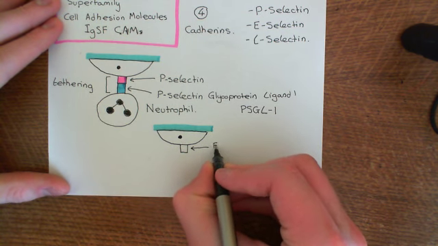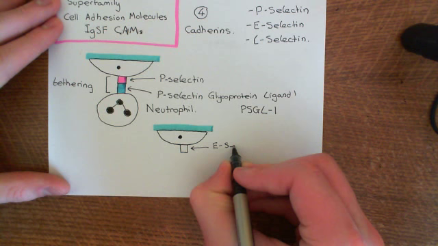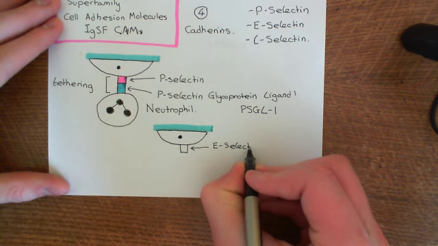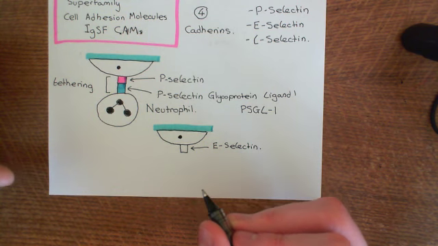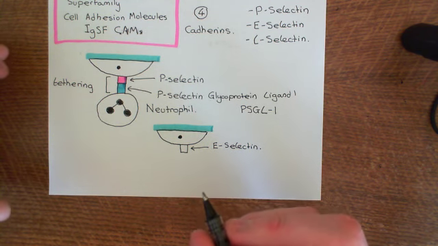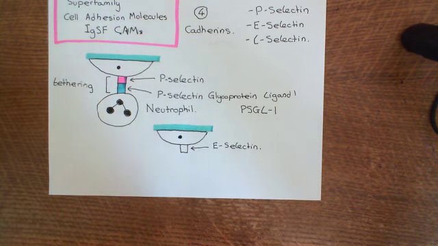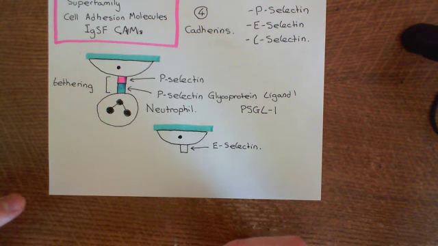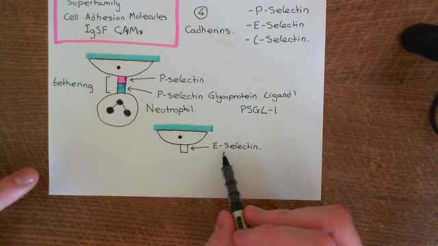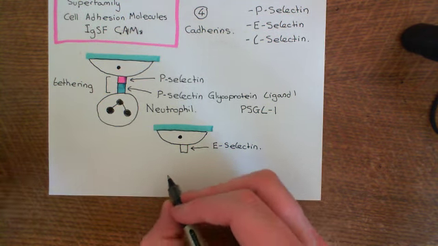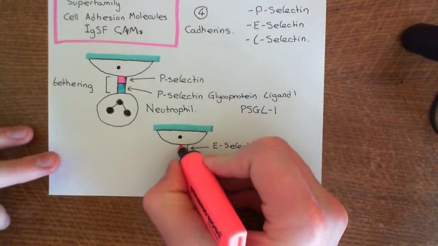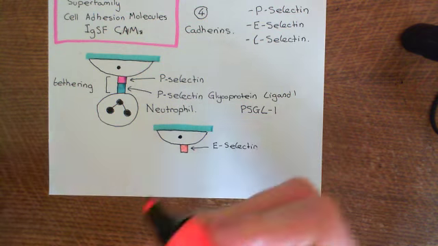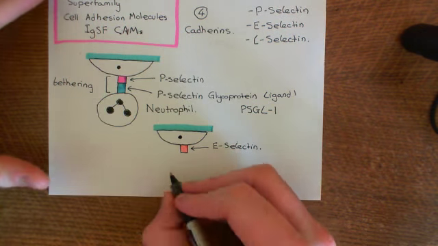Okay, now type 2 activation takes slightly longer than type 1 activation. Type 1 activation is induced by things like histamine and occurs within minutes. Type 2 activation is induced by things like interleukin-1, tumor necrosis factor alpha, and it takes hours generally, because it involves changes in gene expression. So here comes E-selectin, and we've now put it on the surface of the endothelial cell. So here in red is our E-selectin on the surface of our type 2 activated endothelial cell.